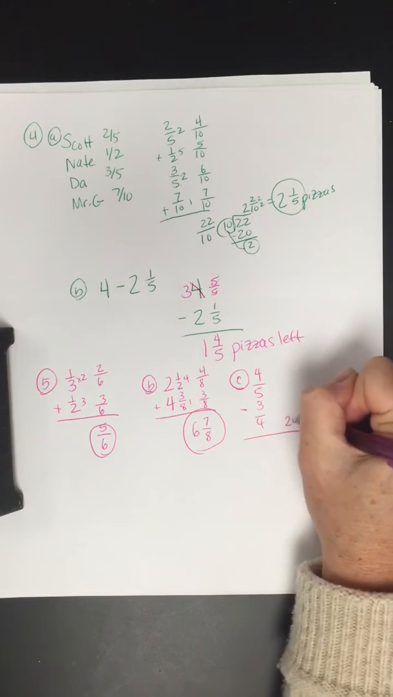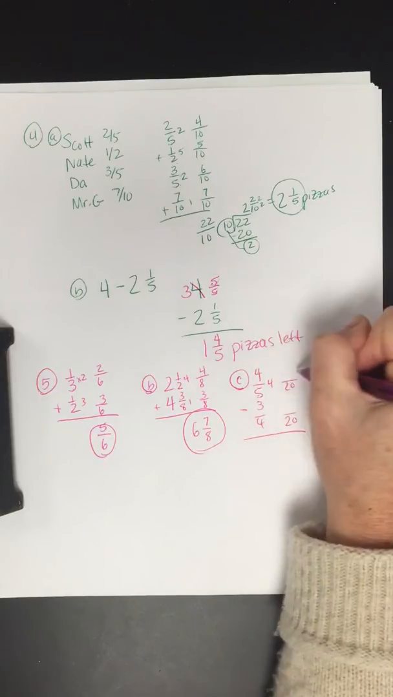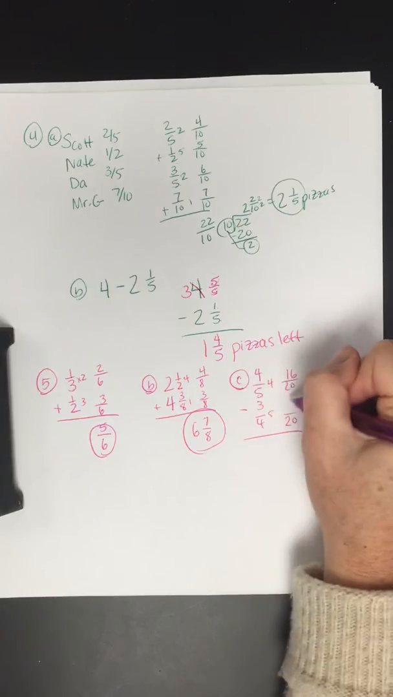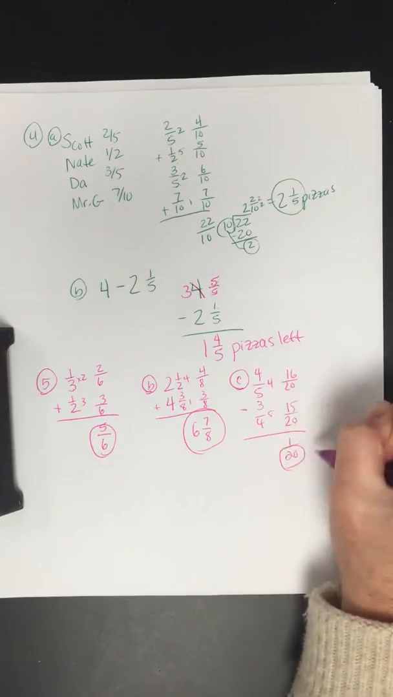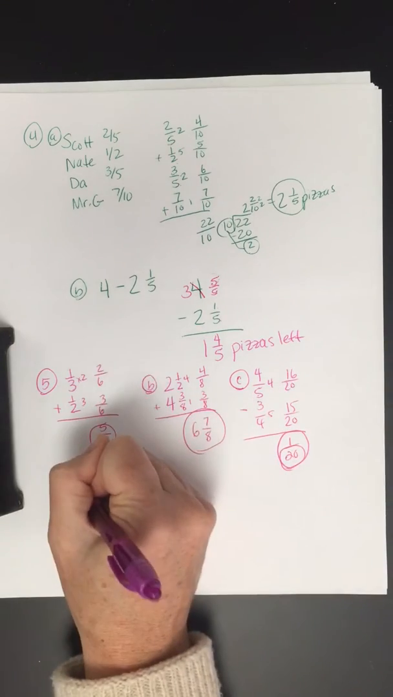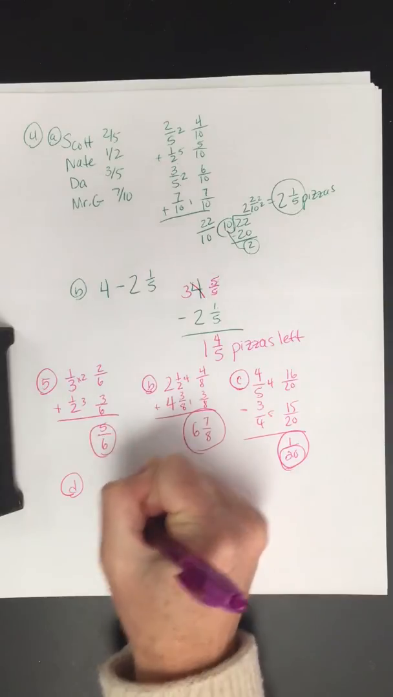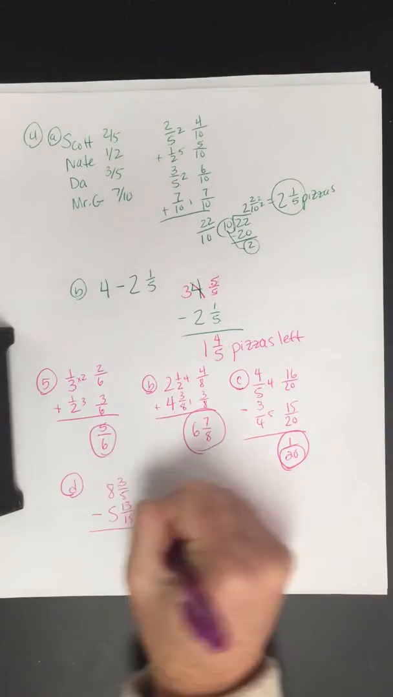Got to have a common denominator. 5 times 4 is 20. 4 times 4 is 16. 4 times 5 is 20. 3 times 5 is 15. 16 minus 15 is 1/20th. D, last one. 8 and 3/5 minus 5 and 13/15.